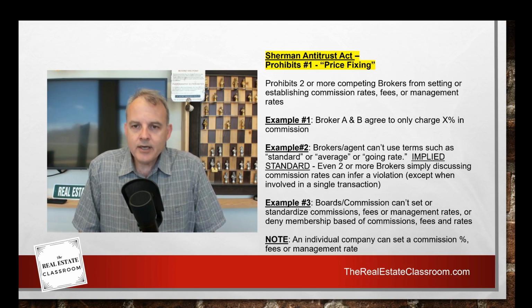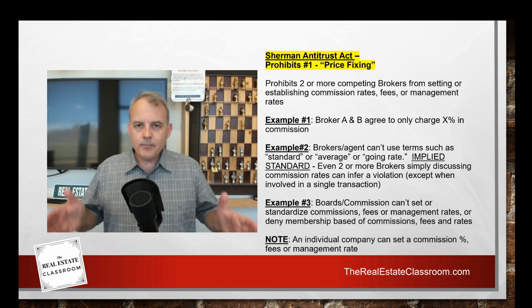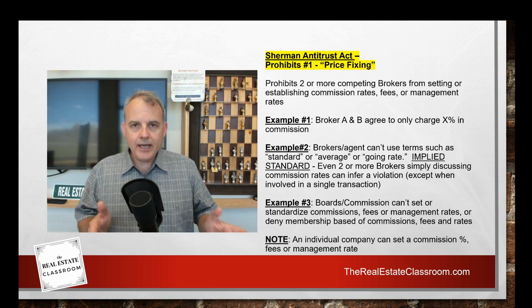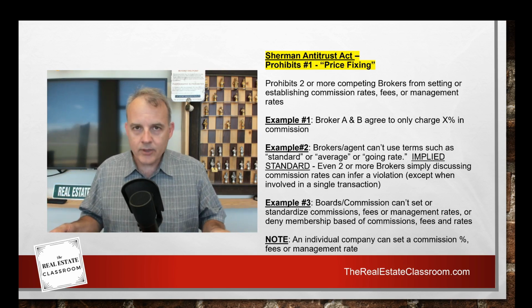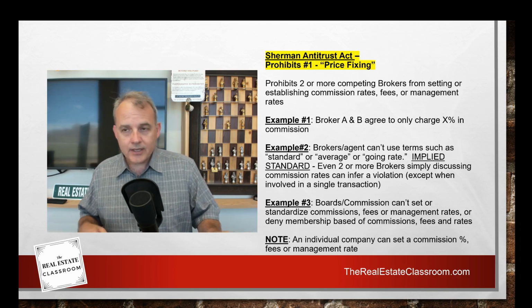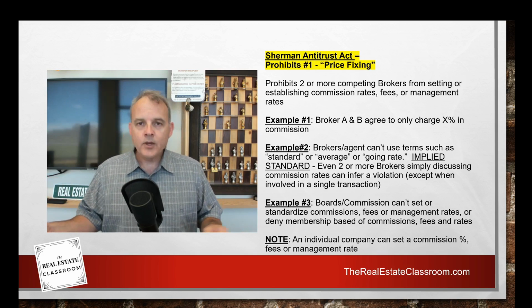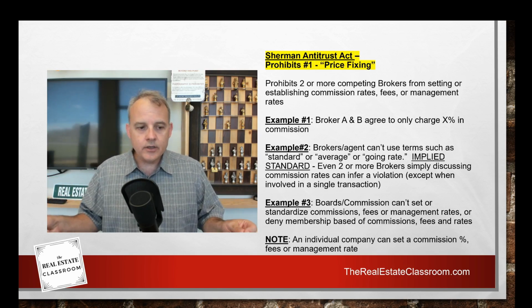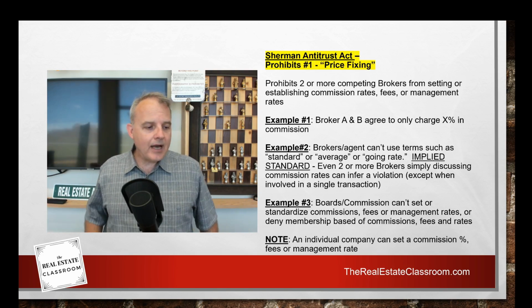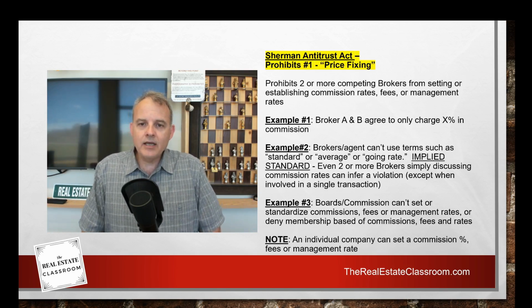If you take a look at example number 1, an example of an antitrust violation would be broker A and broker B sit down over breakfast and they both agree that, hey, if you charge 6% and I charge 6%, we're not competing against each other, and we're going to guarantee that we get 6%. And that would be an antitrust violation.